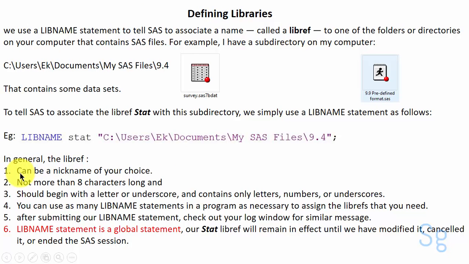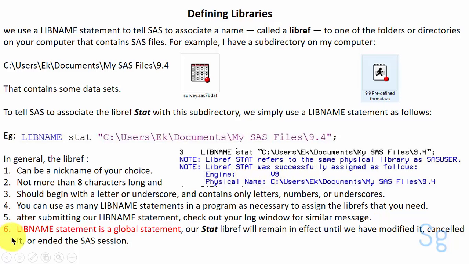In general, the libref can be a nickname of your choice, not more than 8 characters long, and should begin with a letter or underscore, and contain only letters, numbers, or underscores. You can use as many LIBNAME statements in a program as necessary to assign the librefs that you need. After submitting our LIBNAME statement, check your log window for a similar message. As you can see here, the LIBNAME statement is a global statement. Our stat libref will remain in effect until we have modified it, cancelled it, or ended the SAS session.